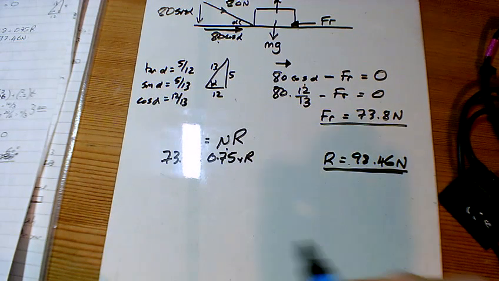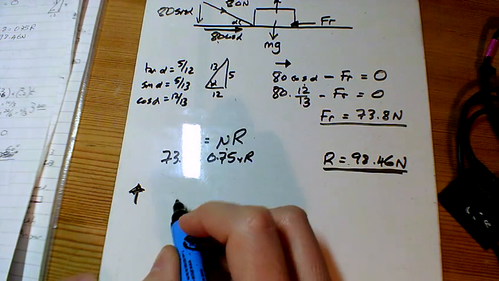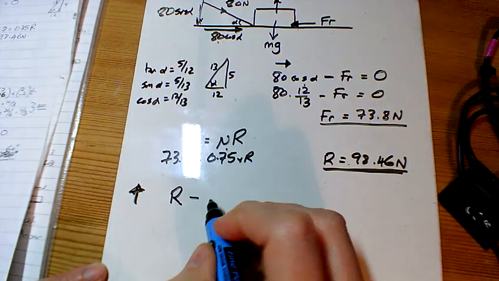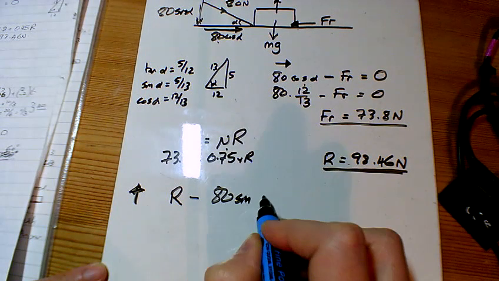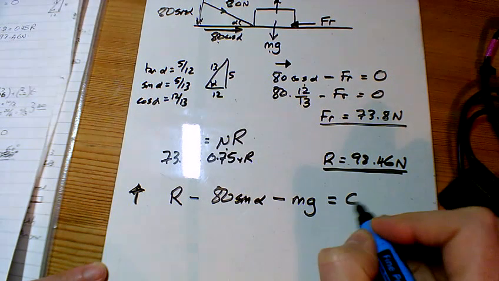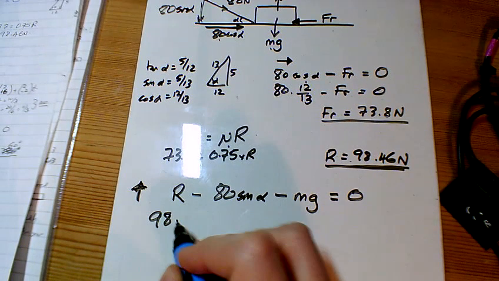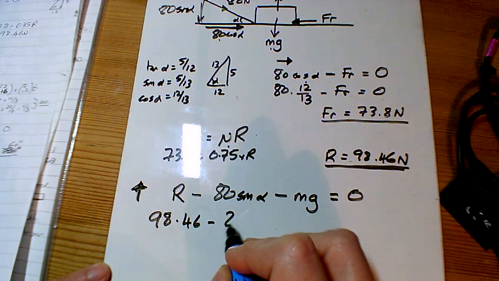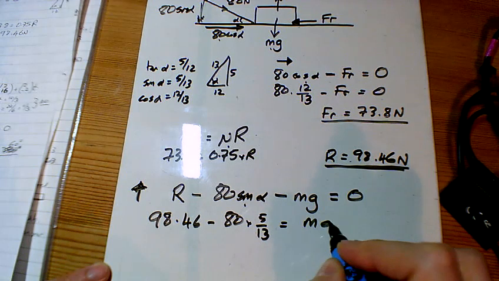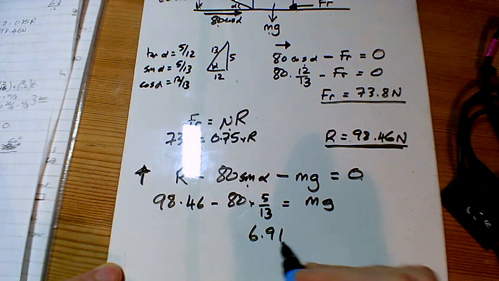And the last part now is I want to do the forces up and down. So I'll do the forces up, shall we? The forces up are R minus this force part coming down here, so that's R minus 80 sine alpha, also minus mg, and that's going to equal 0 as well. It's equal 0 because this block doesn't come off the ground or anything like that. R we know is 98.46. Sine alpha we know is 5/13, and that equals mg. I've just added that to both sides. Working this out and dividing by g gives us 9.1 kilograms.